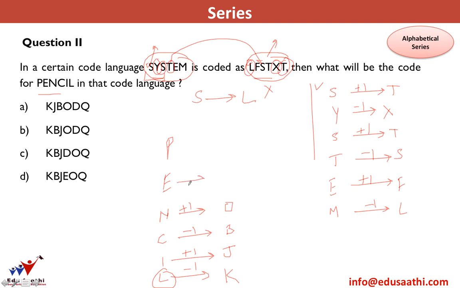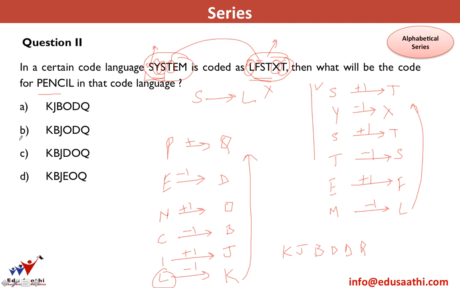This gives me O. A minus 1 gives me D, and A plus 1 gives me Q. And what is the code? I'll start from the reverse, because here also we started from the reverse. L, F, S, T, X, T, as it's mentioned here. So what is the code here? I have K, J, B, O, D and Q.